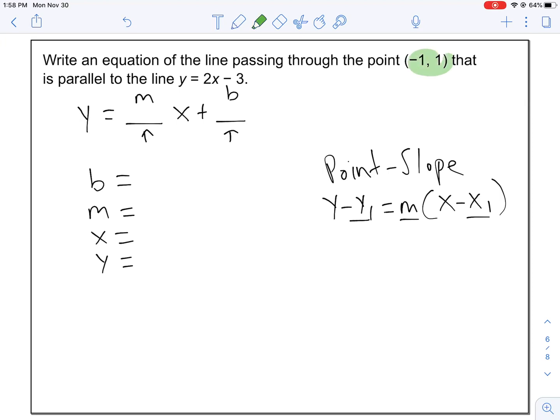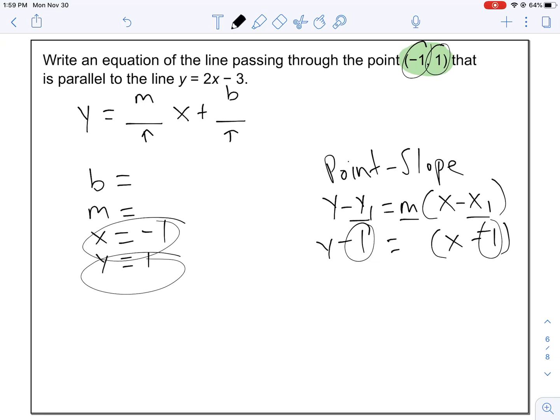Well, lucky for us, here's x and y. Negative 1, 1, and negative 1, x, y. And our m is going to be found from parallel. Well, if you remember from our first thing, this is your m. Parallel means the same. So these are both going to be 2.